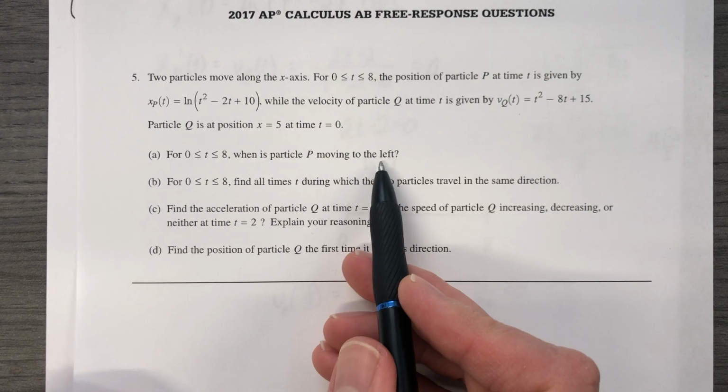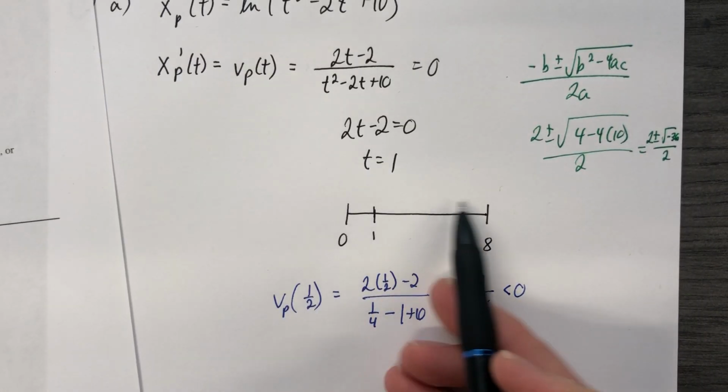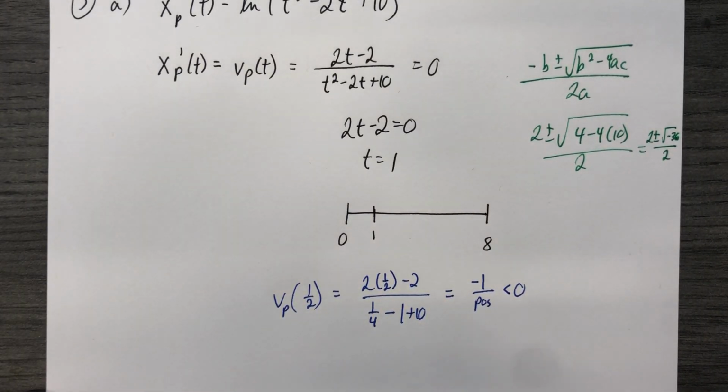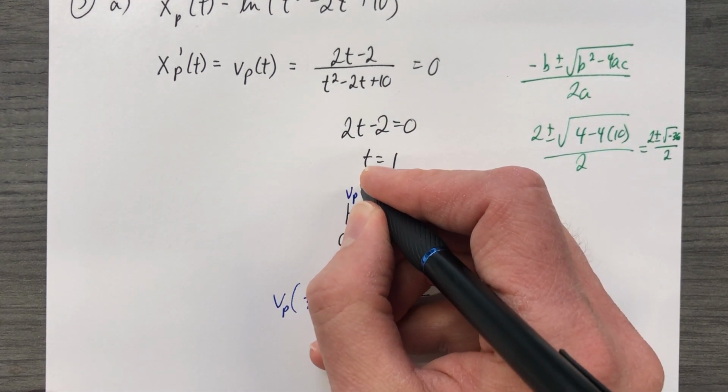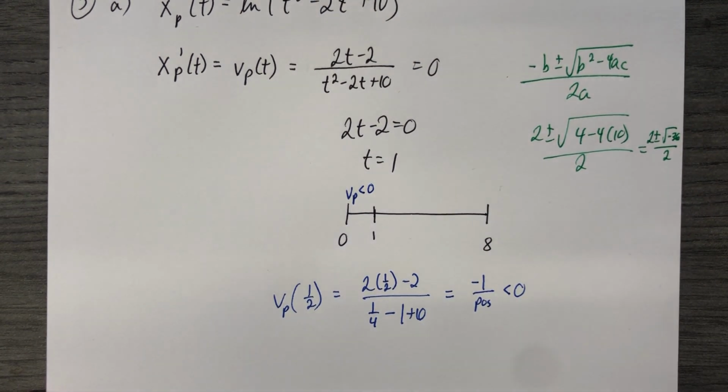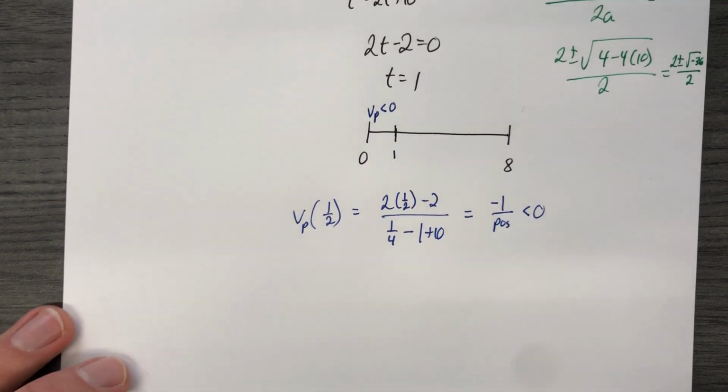That answers my question. Now, I also want to confirm that it's not happening here as well. So we'll pick another number in a minute. But I do know that my velocity of particle p is negative in this interval. Okay, so that will be at least part of the answer. Here's the rest of it.